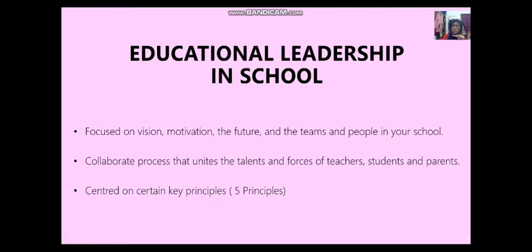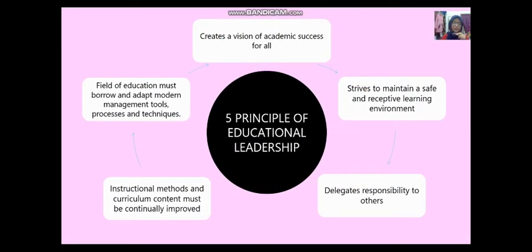So for educational leadership in school, there are five key principles of educational leadership. The first principle is to create a vision of academic success for all. Academic success for all of the students that come from high economic status and also low economic status. Okay, the second one is to strive to maintain a safe and receptive learning environment. In short, it's a healthy school environment. The principle is to provide a comfortable, orderly and also structured classroom.